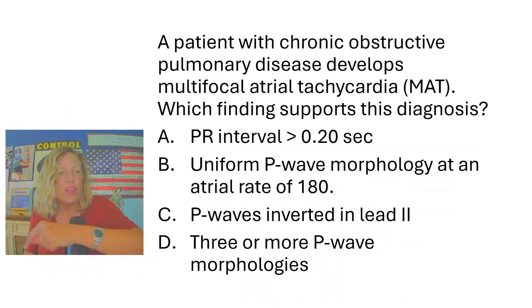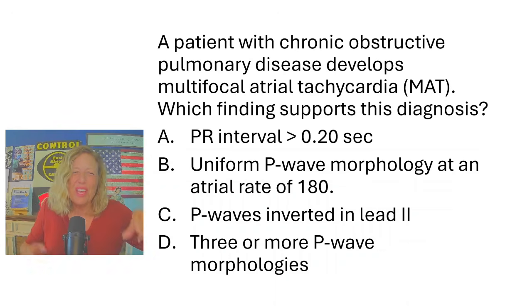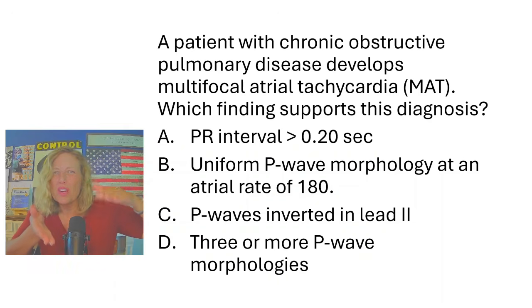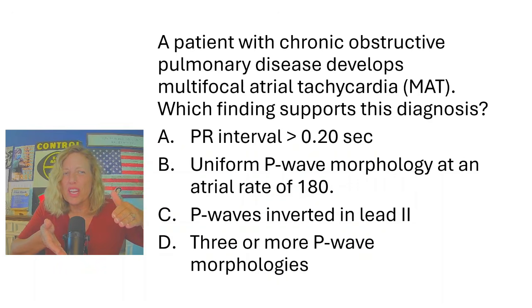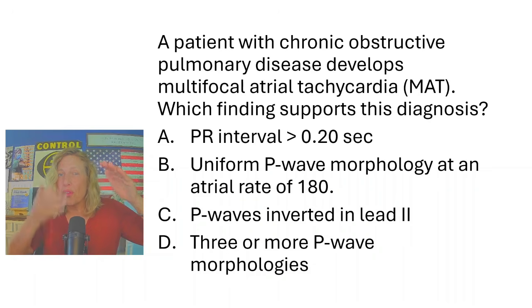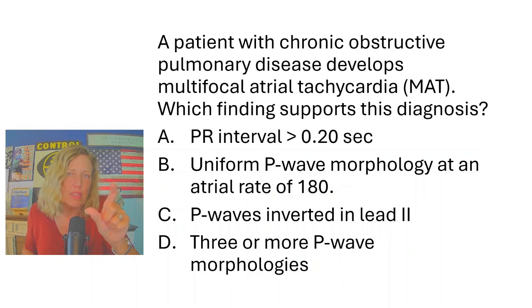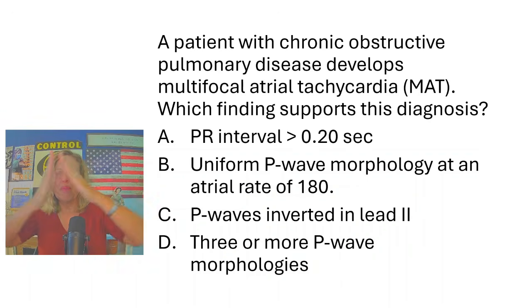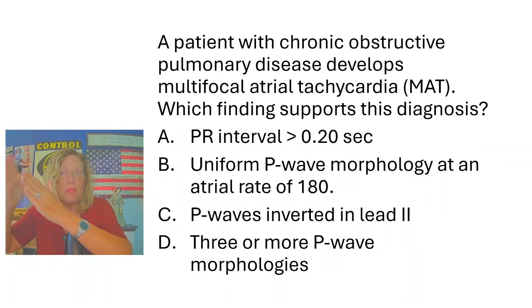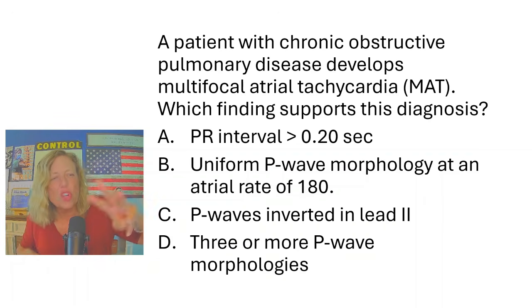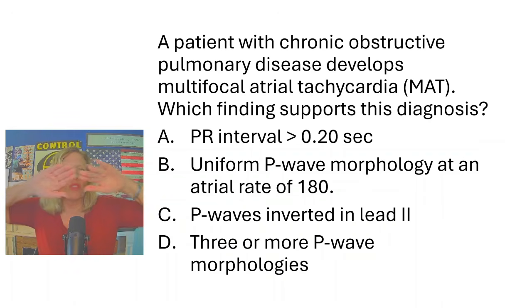3 or more P-wave morphologies. There we go. 3 or more places where the electrical impulse is starting, but there's a P-wave. So 3 or more places in the atria where this is starting. Again, it doesn't mean there's 3 P waves for every QRS. It means that as you look at, let's say, a minute-long rhythm strip, you'll find P waves that all look the same, and then you'll find another set of P waves that all look the same, and then you'll find a third set of P waves that look the same. They don't have to occur in a row.